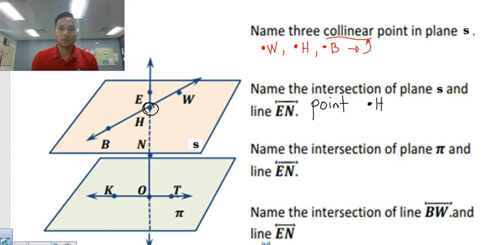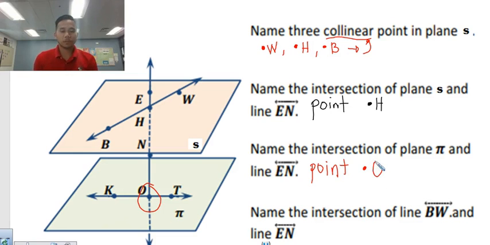Next one is: name the intersection of plane pi and line EN. Plane pi is the green plane here, and the vertical line here is your EN. So what is their intersection? The intersection is again a point, which is this one, and we call that point O.